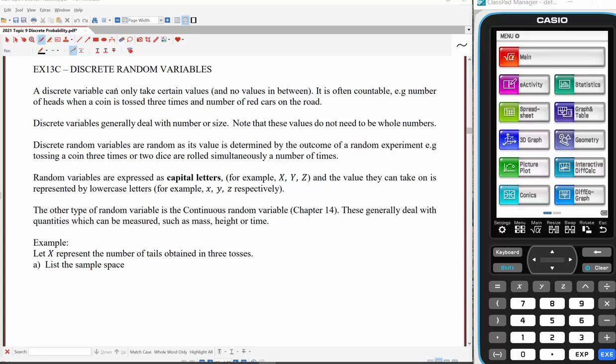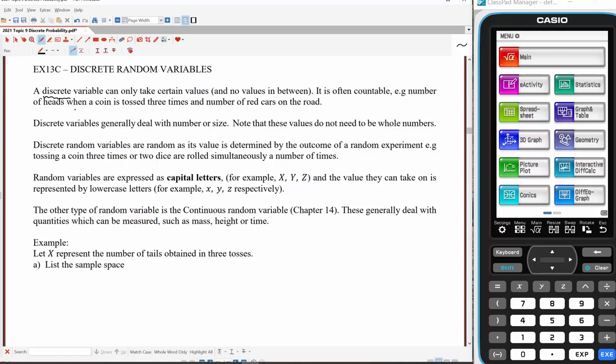Today we'll look at 13C, discrete random variables, and this is where probability in Year 12 really moves into new territory, so it's really cool stuff. A discrete variable, so let's go through what the word discrete means, can only take certain values and no values in between. So it's often countable.